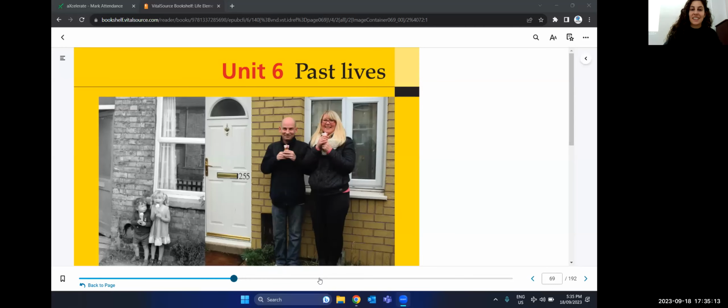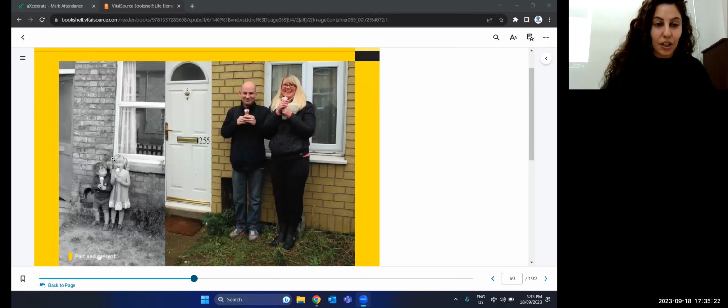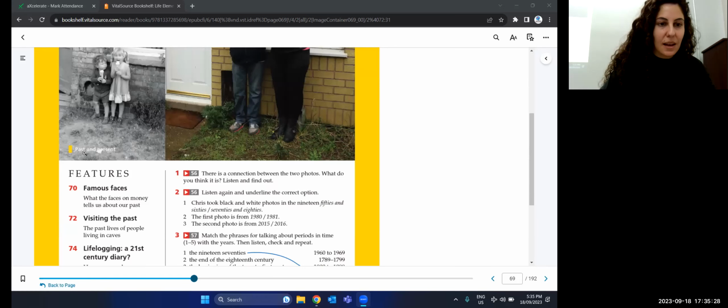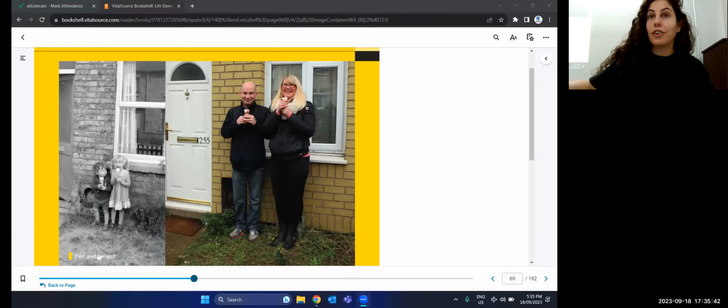So we're on page 69, Past Lives. I can see there are two photos. So this photo in black and white and this photo. And the caption says past and present. So this photo in the black and white, it looks like the past photo. Maybe this boy and this girl are brothers and sisters. And this looks like it's a present photo. It's a photo now, taken recently. And maybe this is brother and sister again in the same house. It looks like that's the same house. They're eating the same ice cream in their hands.